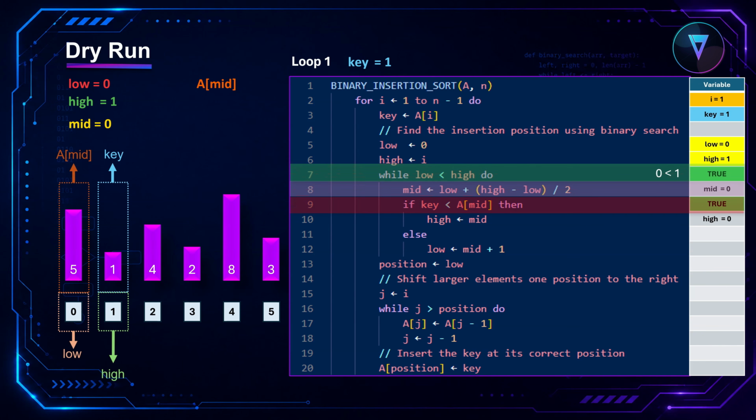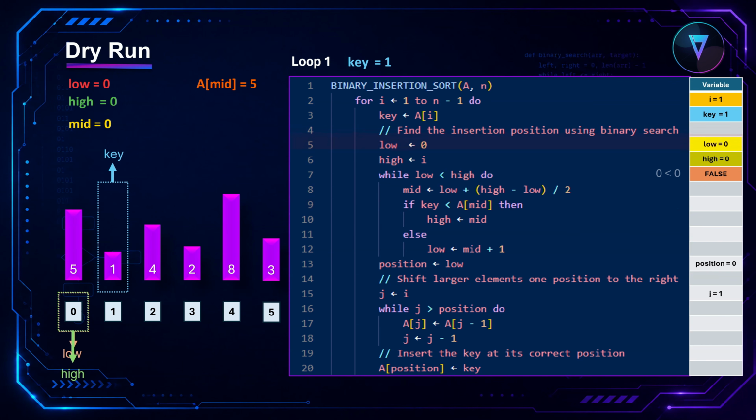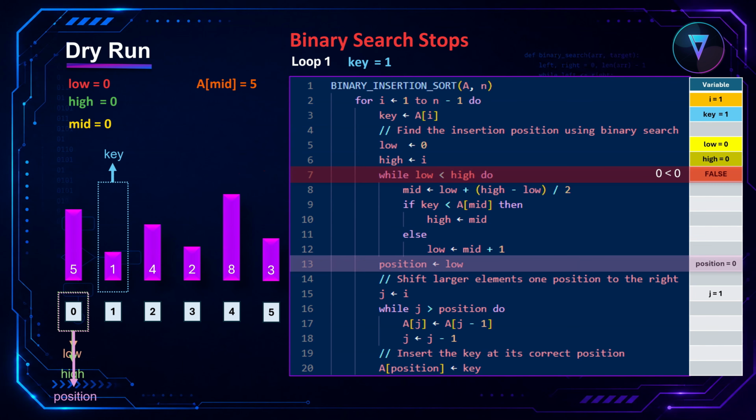The element at index 0 is 5. Now compare the key 1 with 5. 1 is smaller than 5. Therefore, high becomes mid, which is 0. Low is now 0, and high is also 0. Is low still less than high? No, they are equal, so binary search stops. The insertion position becomes low. Therefore, the insertion position is index 0.